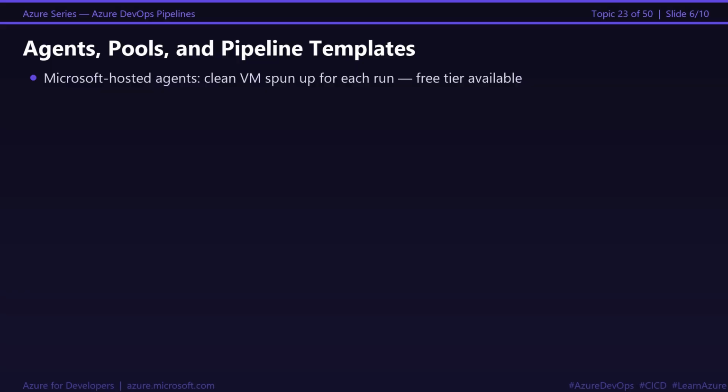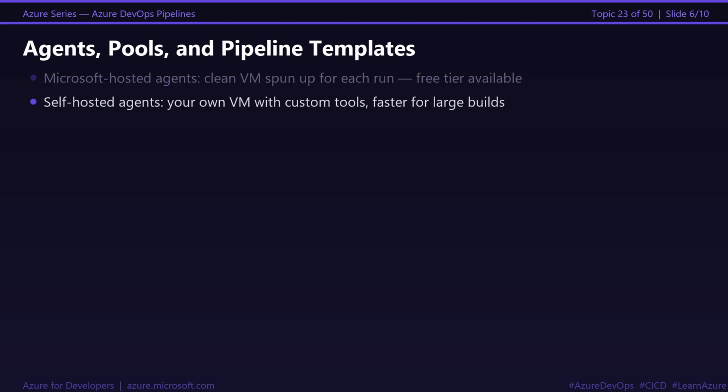Microsoft-hosted agents are the easiest option. Azure spins up a fresh VM for every pipeline run. Pre-installed with common tools: .NET, Node.js, Python, Docker, Git. Free tier included. Pay per extra minute.